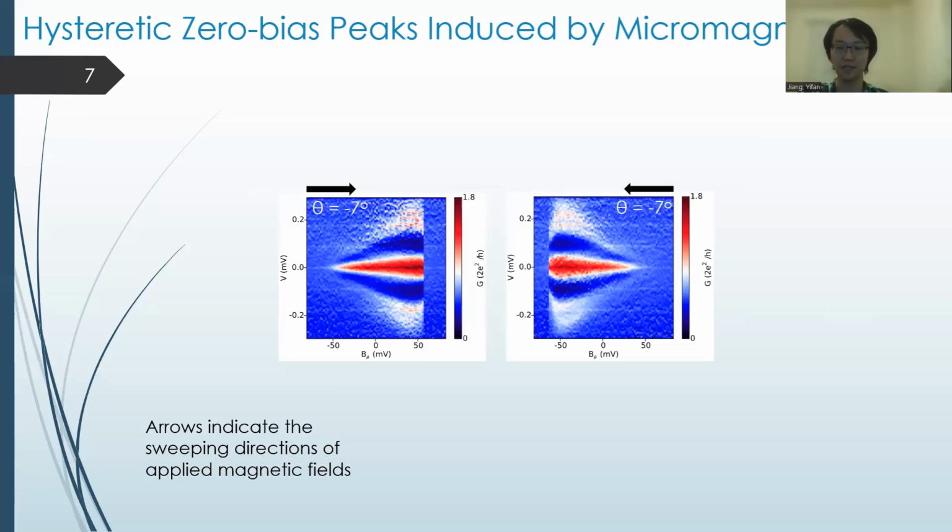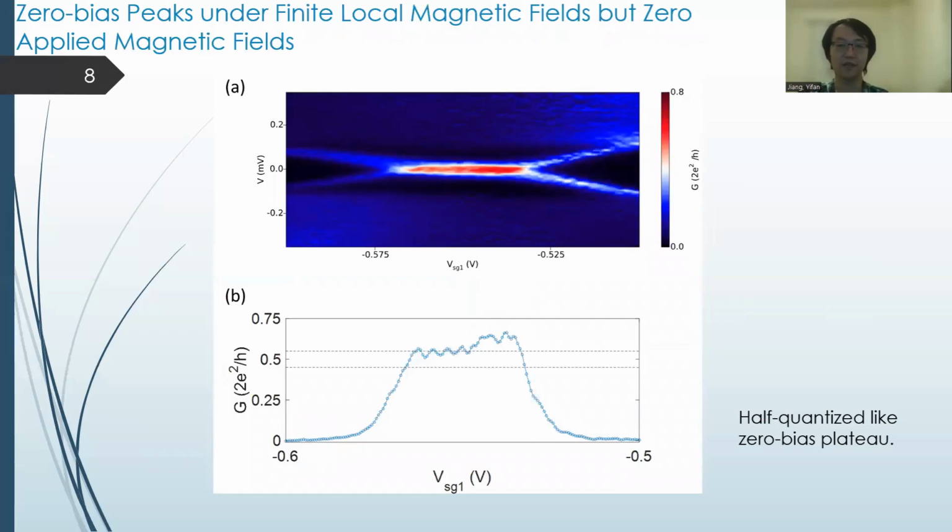for Majorana bound states. In this figure, especially, we observe a zero bias peak which is smaller than 2e squared over h, which seems to be okay for Majorana bound states. And if we take the line cut with respect to the gate voltage, we see that it has a plateau-like feature, and the magnitude of this plateau is about 0.5 times 2e squared over h. So kind of a half of the quantum conductance.